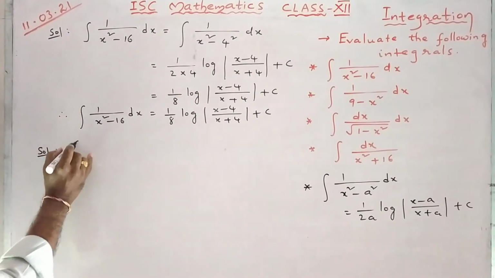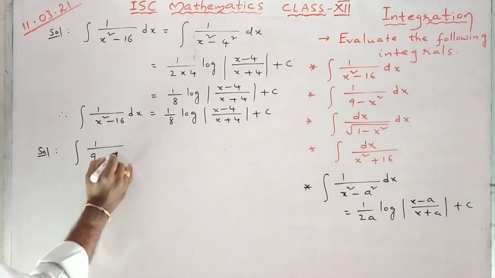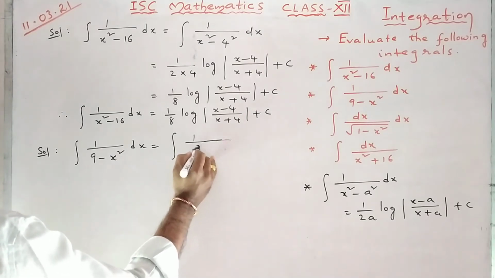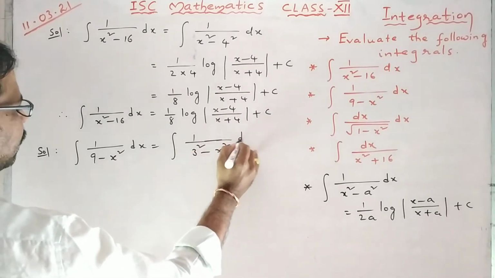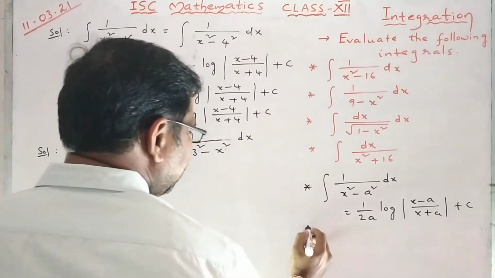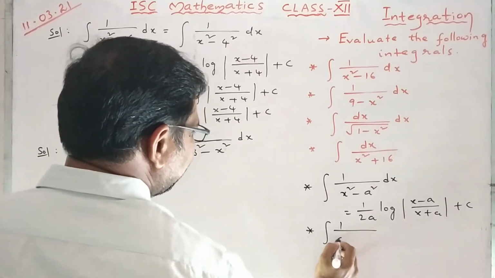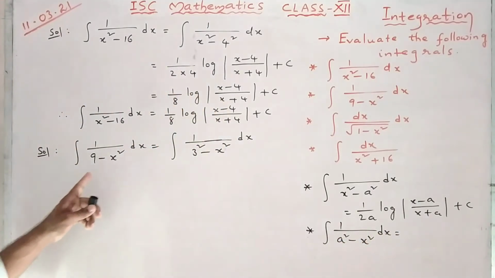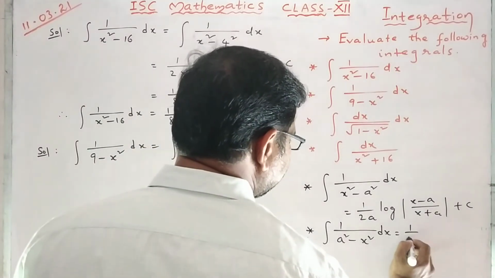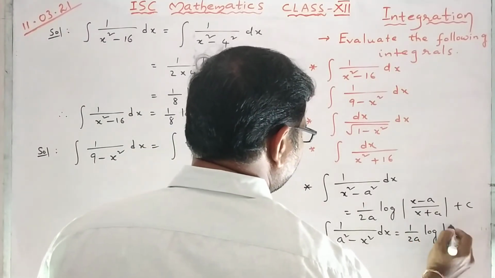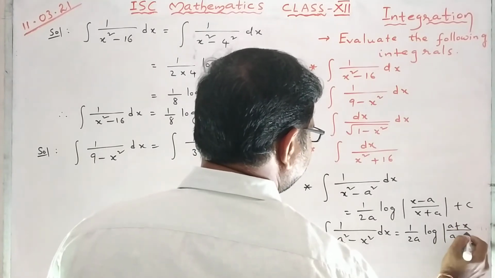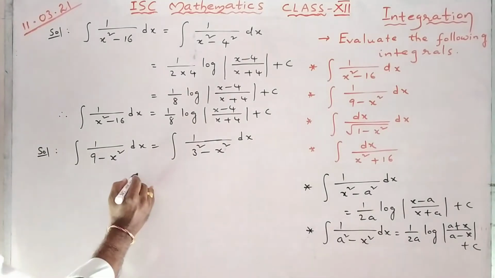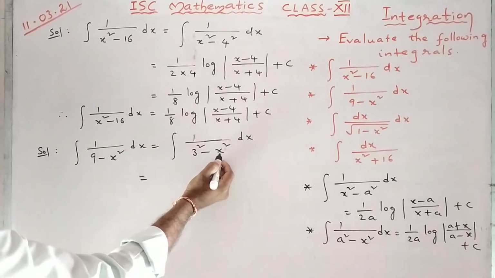Second one, integral 1 by 9 minus x square dx. Integral 1 by 9, can I write it as 3 square minus x square dx. So it looks like 1 by a square minus x square dx, that is 1 by 2a log mod a plus x by a minus x plus c. By using this formula, x square coefficient is 1, there is no problem.